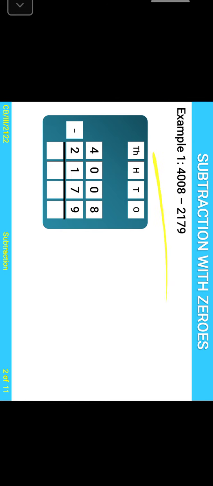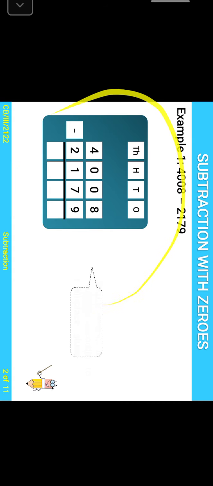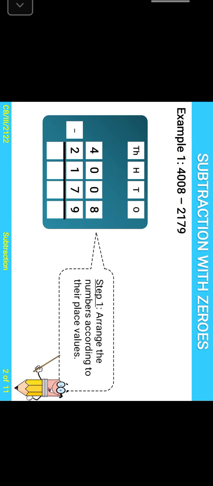So firstly you have to arrange them in the vertical form according to the place value as per the rule. So first step, arrange the numbers according to the place values: ones, tens, hundreds and thousands. We are learning the 4-digit numbers, so thousands place is also included here. Ones should come under ones, because if you write even a little here and there, you will have a problem in the subtraction.